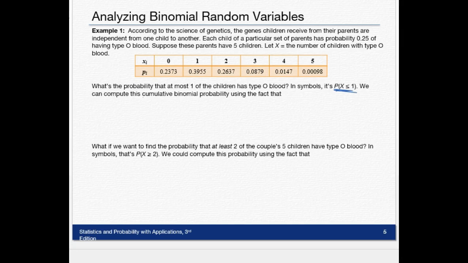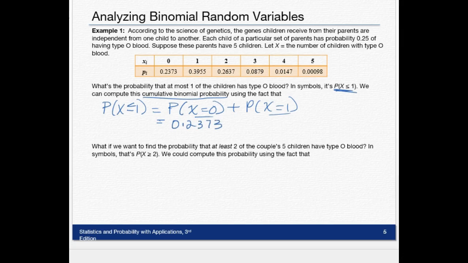We can compute this. This is called a cumulative binomial probability, using this fact: P of x less than or equal to 1 is the same as the probability that x is 0 plus the probability that x is 1, because these are the only two possibilities. Now, it's pretty simple. If we use this table, we can add them: 0.2373 plus 0.3955, and when I add them, I get 0.6328.